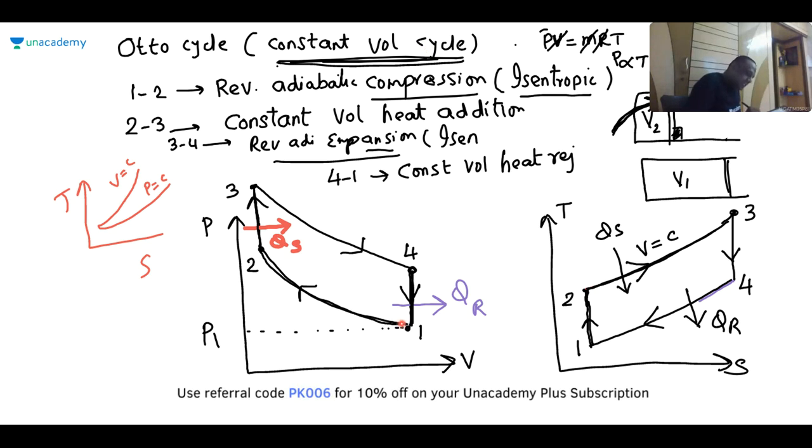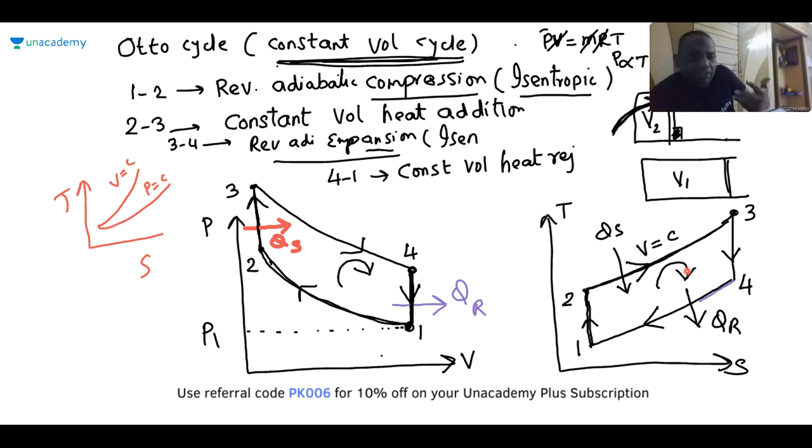Once look at the direction of the cycle. Start from one. See the direction. So it is clockwise. A cycle which is clockwise on PV will always be clockwise on TS. If a cycle is clockwise on PV, on TS it is also clockwise. Once look. Like this. It is clockwise.